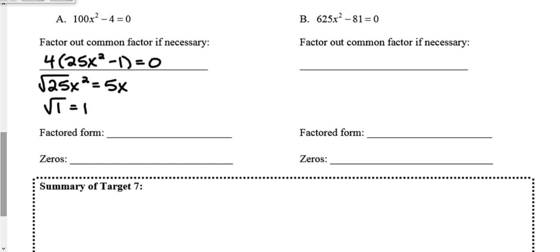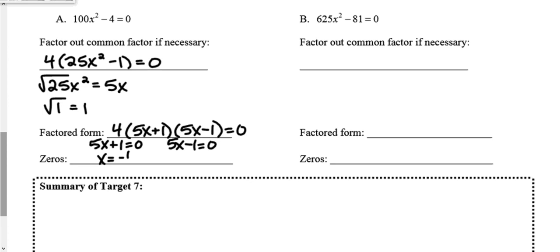For your factored form, don't forget to put your common factor out in front. You're going to add your two numbers and subtract them. And then for your zeros, you're going to set each of these factors equal to 0 and solve. So this would be x equals negative 1/5, and this would be x equals positive 1/5. So you're always getting a positive and a negative answer here of the same value.